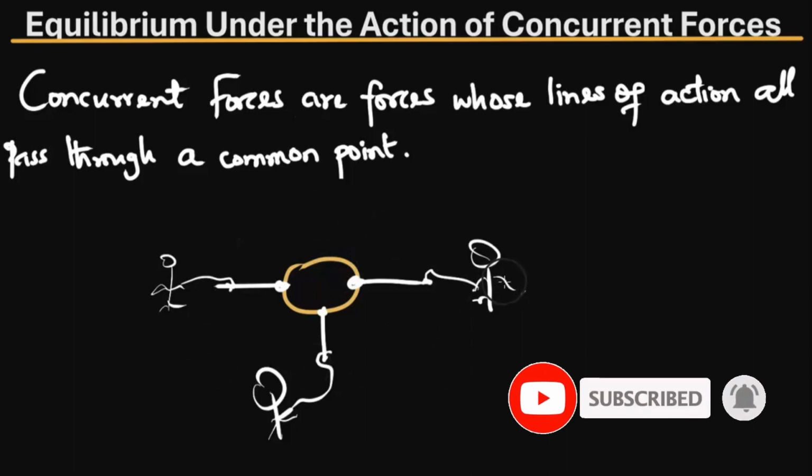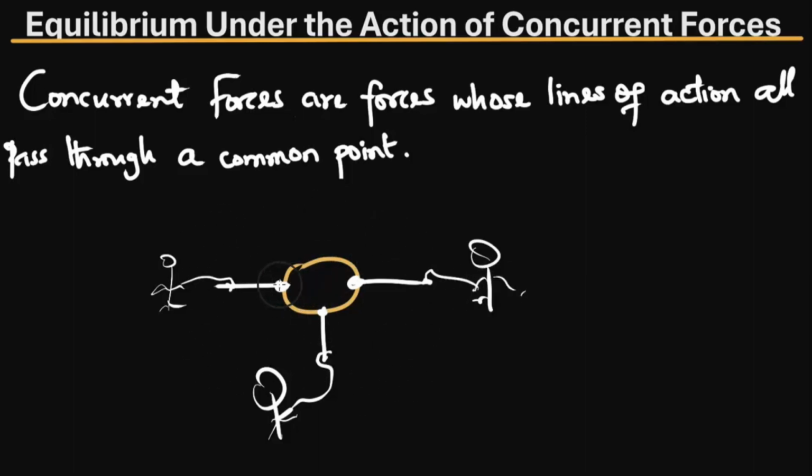forces are being applied. Now the lines of action of these forces meet at this point. They pass through this common point. So these forces are concurrent. This is the idea behind concurrent forces. The lines of action of all the forces acting on a body, it can be a box, for instance, if you have a force in this direction, force in this direction, force in this direction, the lines of action pass through a common point. That is what concurrent forces are.